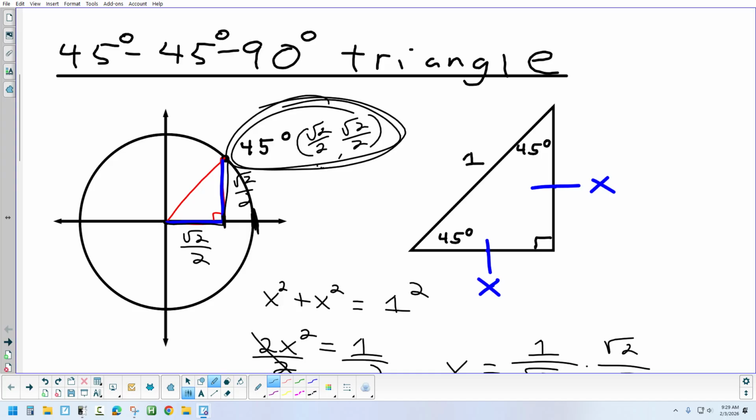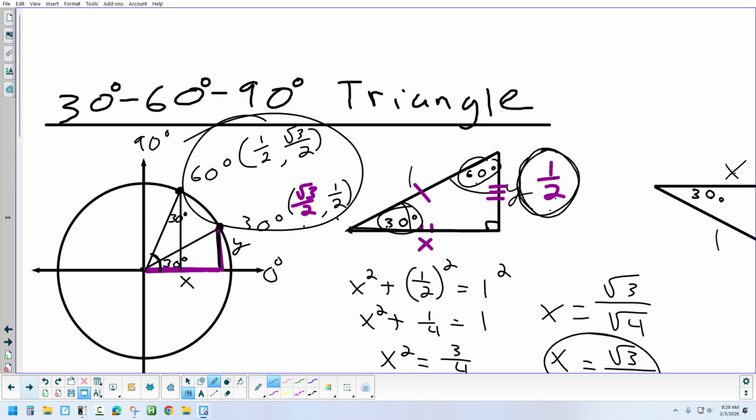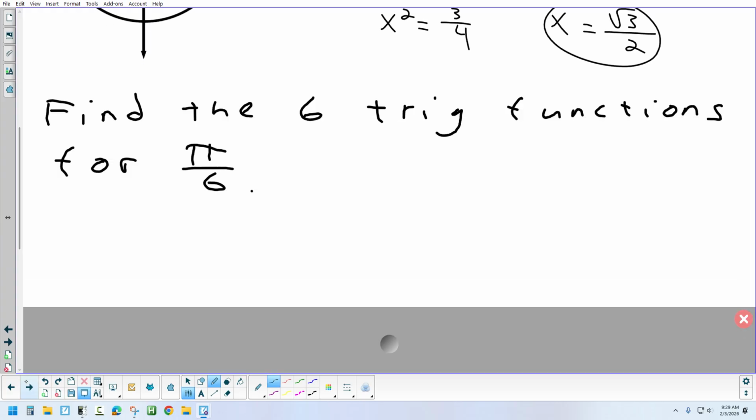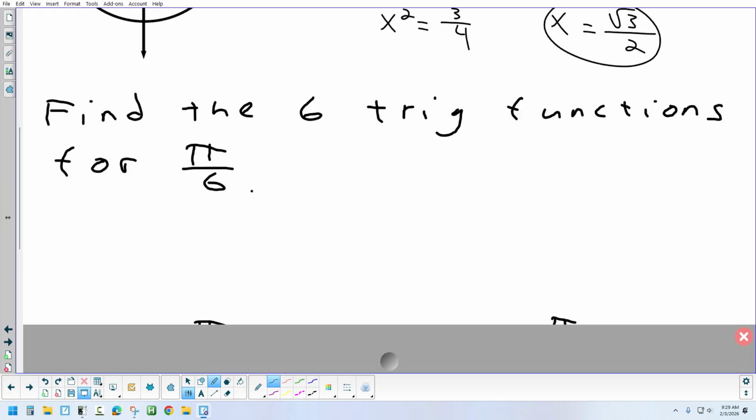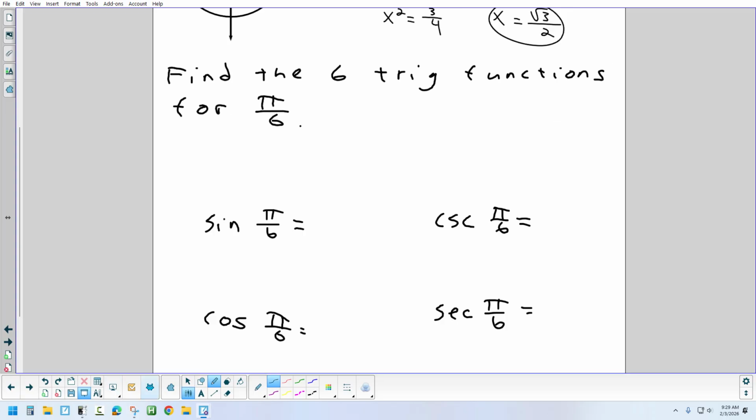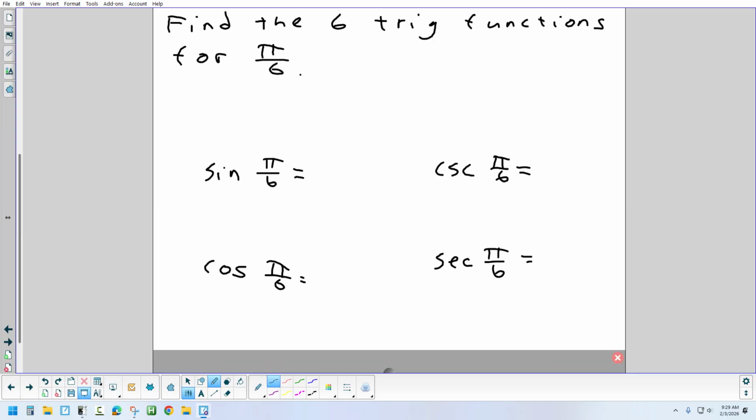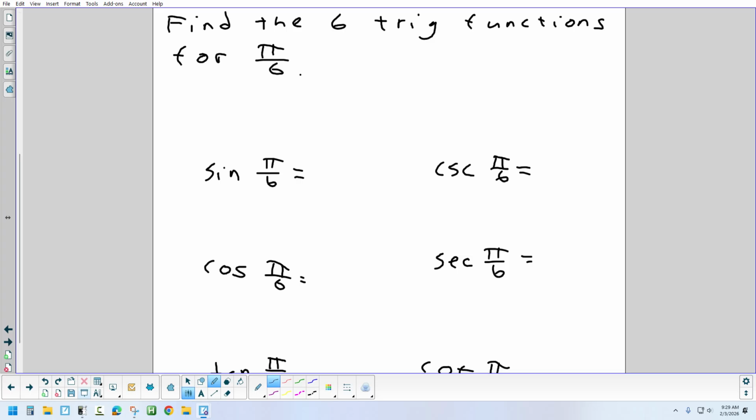Okay, any questions on the coordinate for the 30 and the 60? Okay, all of this really is just from the Pythagorean theorem. Every coordinate we did today. All right, so let's try this one. Find the 6 trig functions of pi over 6.